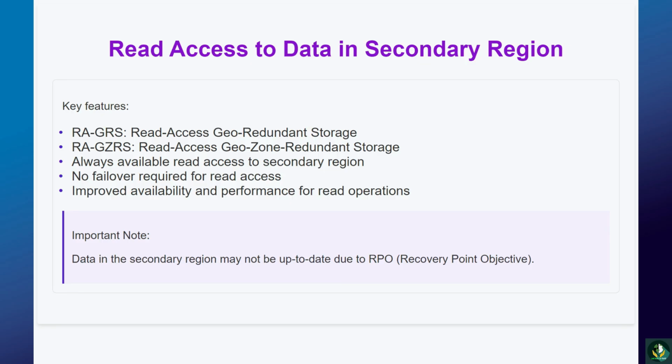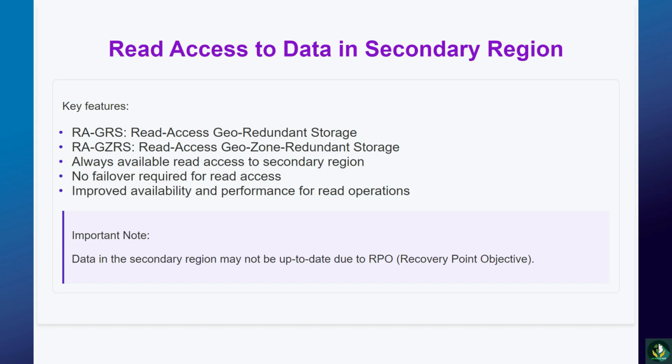Provides higher availability for your data, as it can be read from the secondary region even if the primary region is fully operational. Ideal for scenarios where you need to distribute read workloads geographically or require immediate read access to data in case of primary region issues. RAGZRS, Read Access GeoZone Redundant Storage.